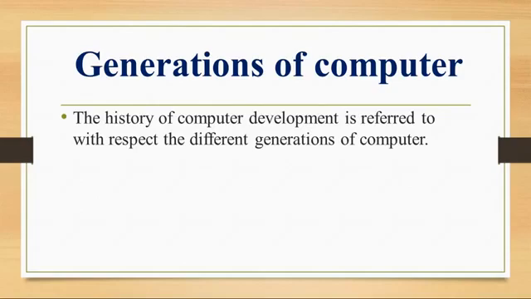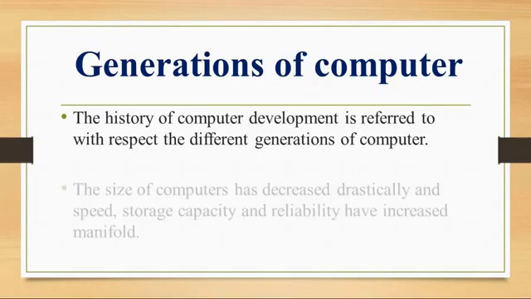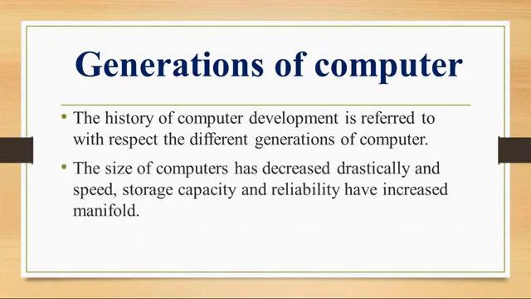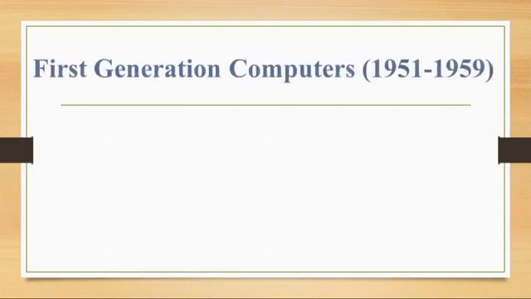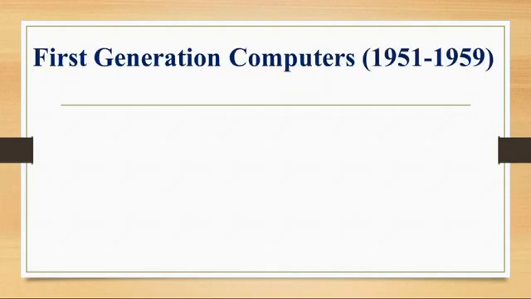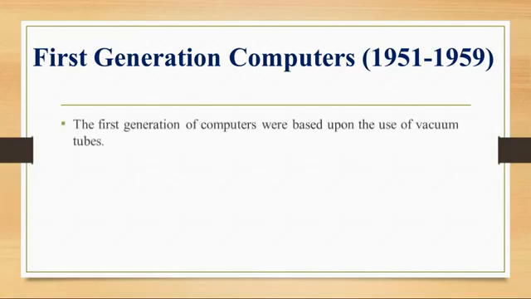Well, students, the history of computer development is referred to with respect to the different generations of computer. The size of computers has decreased drastically and the speed, storage capacity and reliability have increased manifold. Each generation of computer is marked by a major technological development. The computers that were developed in 1951 to 1959 were called first generation of computers.